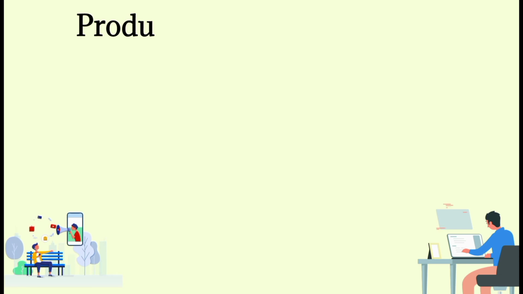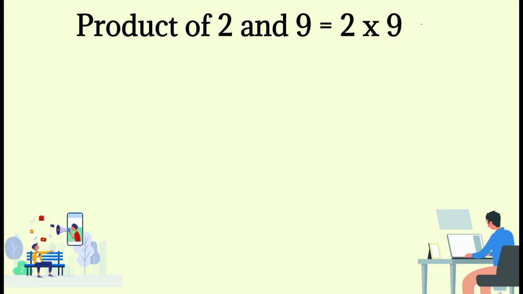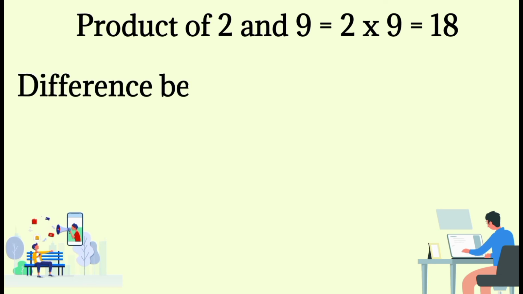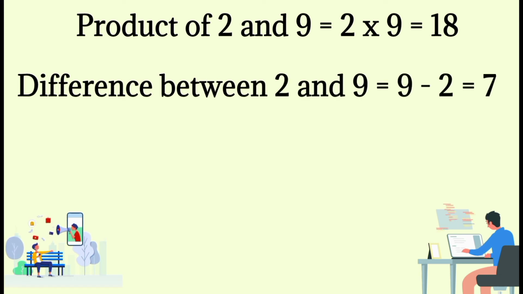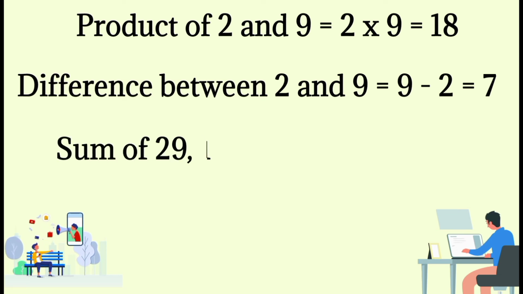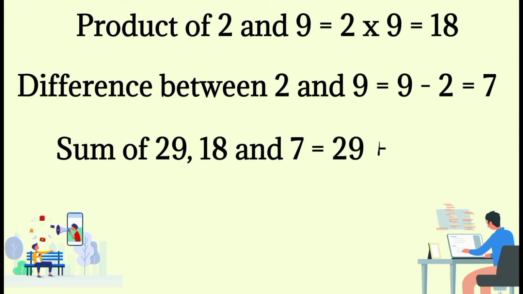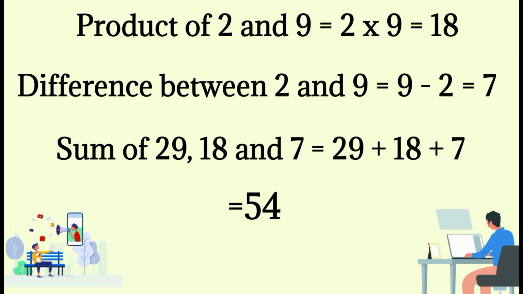Now, in this example, we're going to be approaching it in two different ways. The first method is to take the question sentence by sentence, and then at the end of the day, we sum up everything to get our final result. So as you can see, the product of 2 and 9, we have 2 times 9, which is equal to 18. Then we take the positive difference between 2 and 9. That gives us 9 minus 2, which is equal to 7. Then lastly, we take the sum of 29 and the results we have obtained so far, which is 29, 18, and 7. So when you add those three things together, that gives you 54.